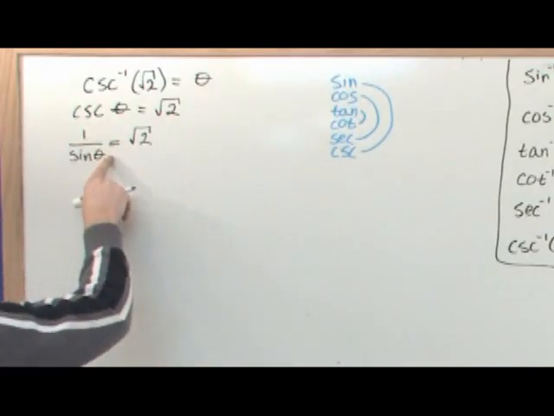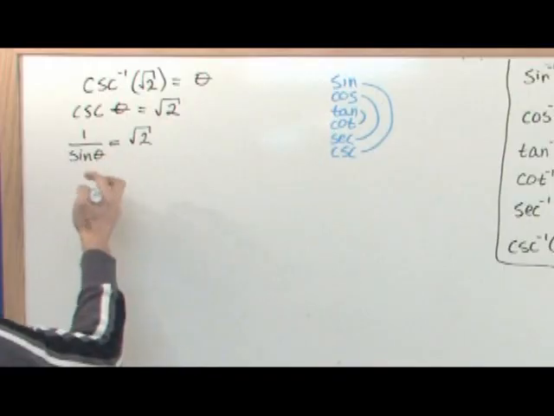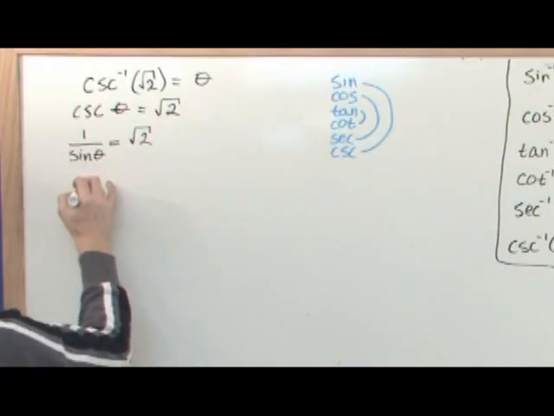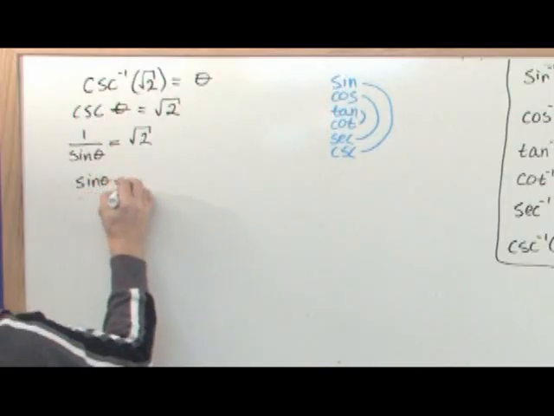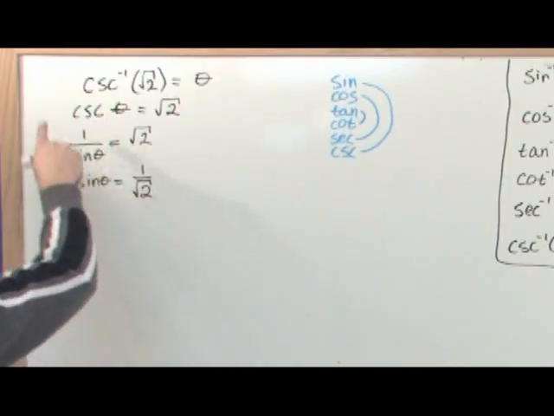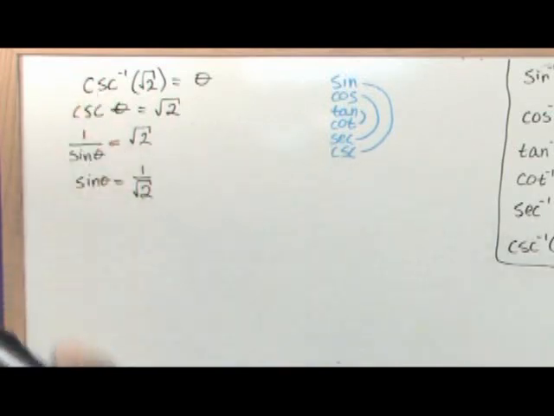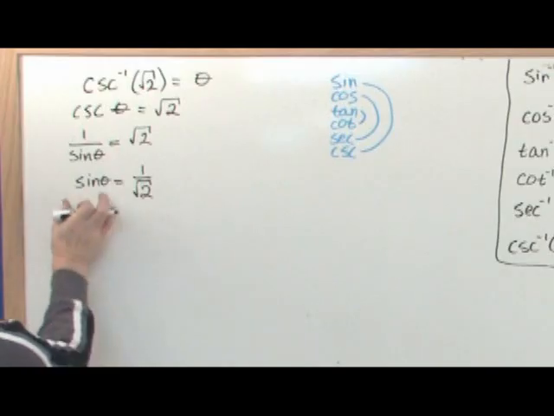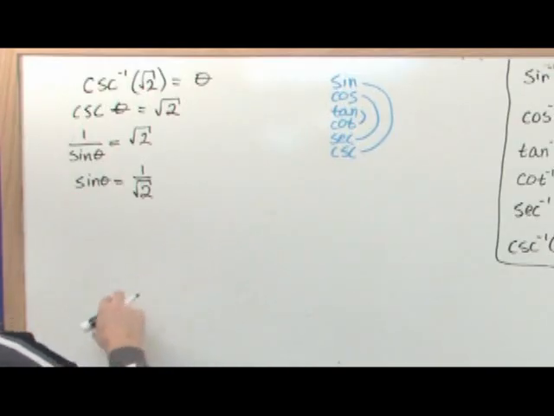So I have 1 over sine of theta, and in order to get this in a form that I'm more comfortable with, I'll just flip both of these fractions over. So I'll say sine of theta is equal to 1 over square root of 2. So I just take the reciprocal of both sides, and so you have this. Now I've got the problem in a form that's much easier.